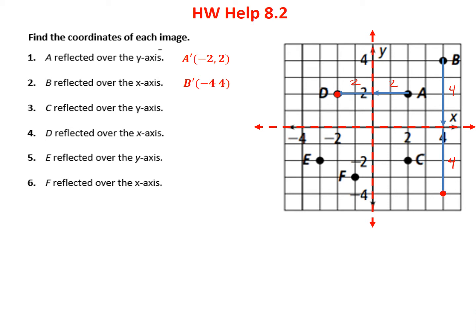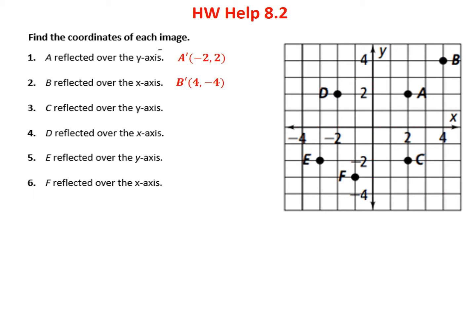You notice when we went over the y-axis on point A, the y stayed the same, but the x moved. When we went over the x-axis, the x variable stayed the same, but the y became the opposite.